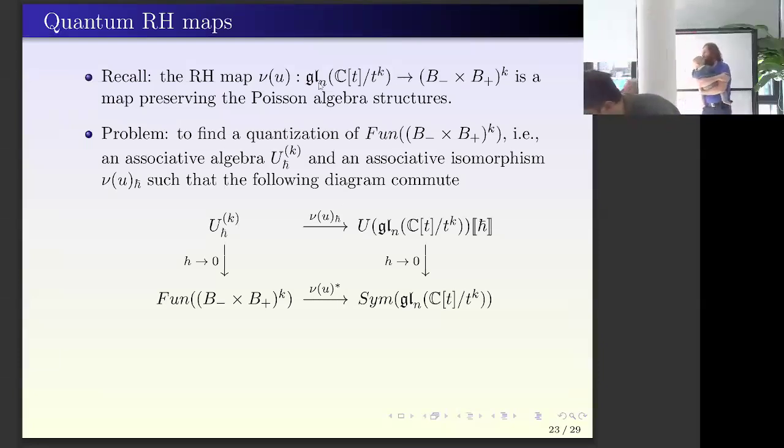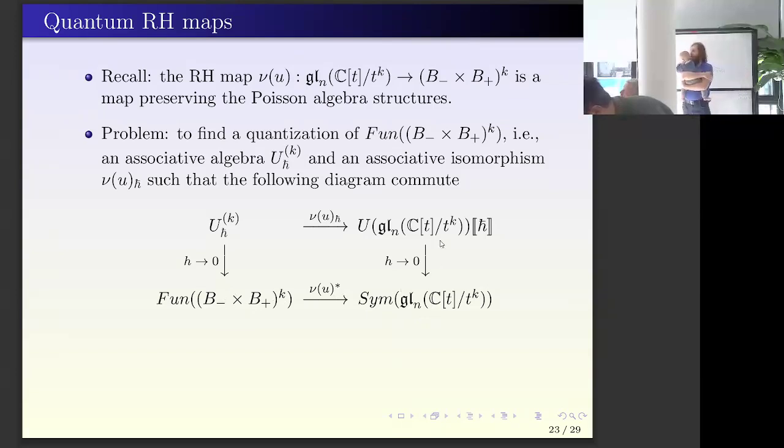Recall the Riemann-Hilbert map is a Poisson map. So the pullback of this Riemann-Hilbert map is just the Poisson algebra isomorphism. This bottom line is the dual map, the pullback of the Riemann-Hilbert map, which is a Poisson isomorphism. Here I take the symmetric functions on this algebra. This is equipped with the KKS Poisson structure, and this is equipped with the Semenov-Tian-Shansky Poisson structure.